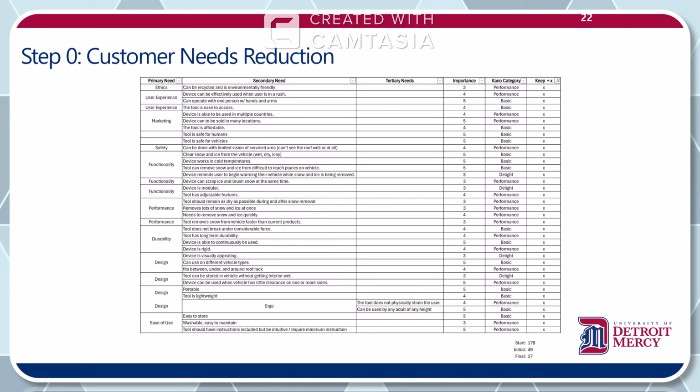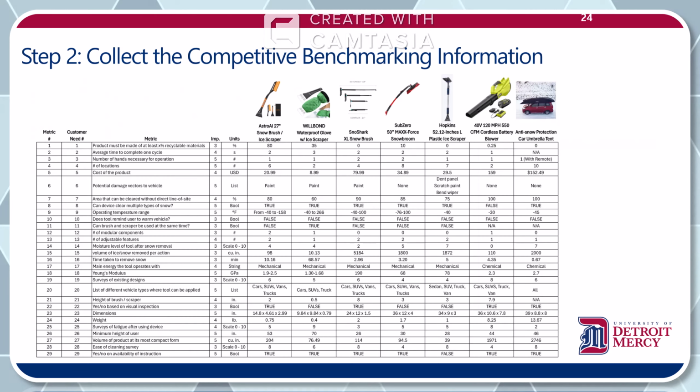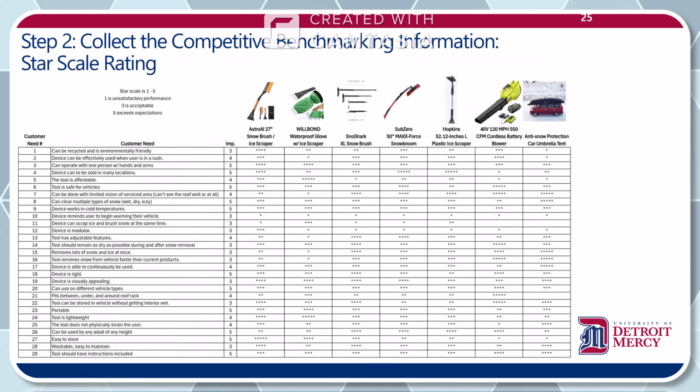The team first had to further combine and reduce customer needs to make working with them manageable. From here, a metric was created to measure each of the 29 remaining customer needs. With defined metrics, the team then gathered examples of existing snow products and benchmarked them, ensuring to cover a range of products from a simple snow brush to more novel products like electric blowers or car covers.